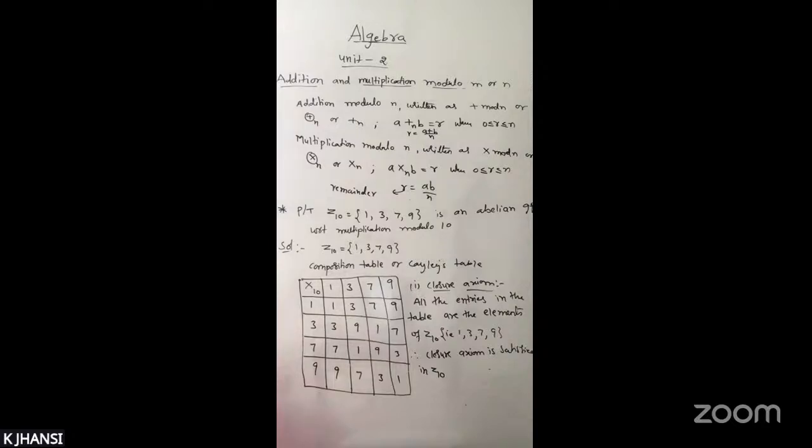So after this closure property, we need to find the associative property. Associative property means we take 3 elements and find (A cross B) cross C and also A cross (B cross C). If both give the same result, then we say the associative property is satisfied.